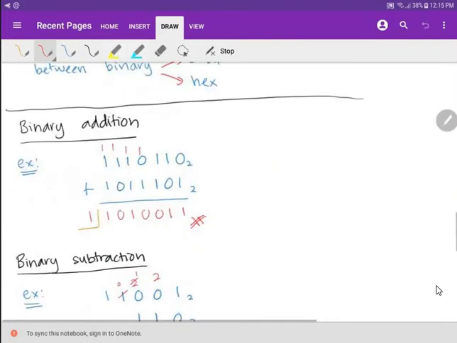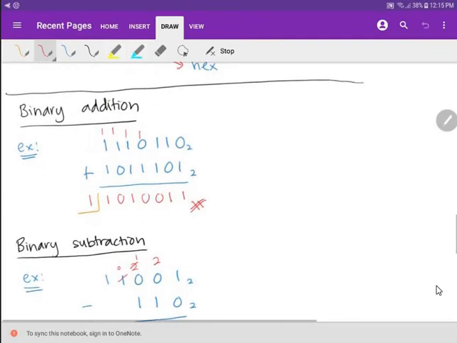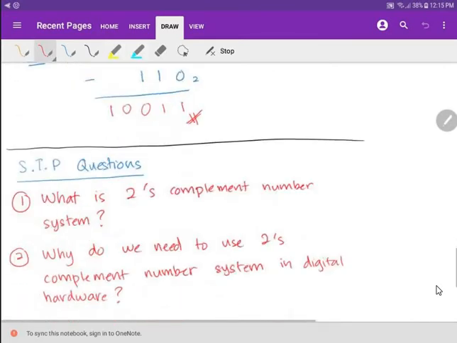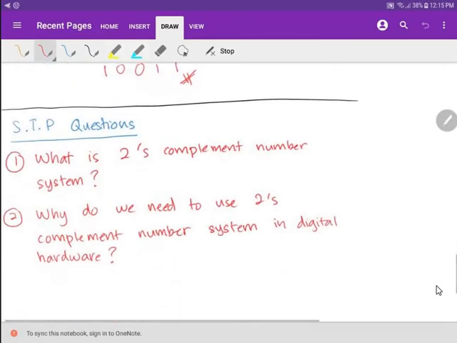And then very quickly, just to recap on binary addition and binary subtraction, this is quite straightforward and simple. And we ended with STP questions. What is STP? Something to ponder. And what are the two questions that we have? What is the 2's complement number system? And second, why do we need to use the 2's complement number system in digital hardware?